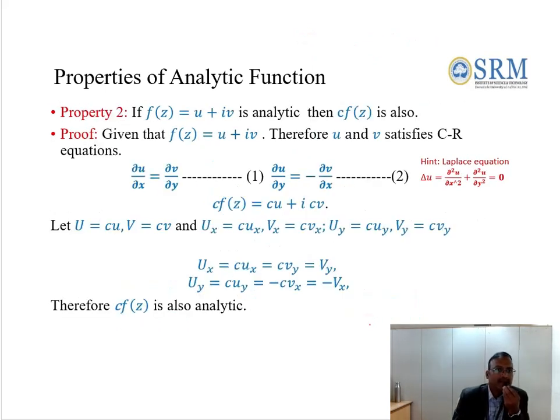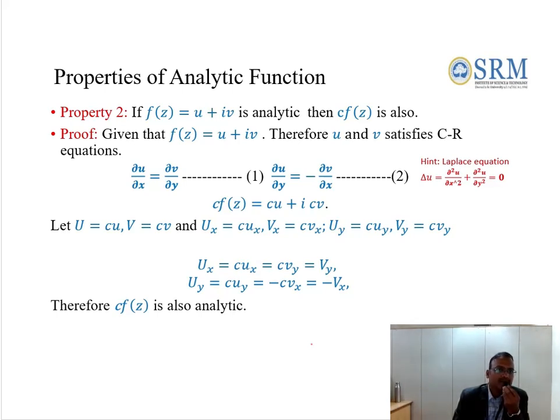Then the second property is: if f of z, which is equal to u plus iv, is an analytic function, then any constant multiple of f of z is also analytic. Here c may be a real number or a complex number. For whatever the constant c, c into f of z is analytic provided f of z is analytic.